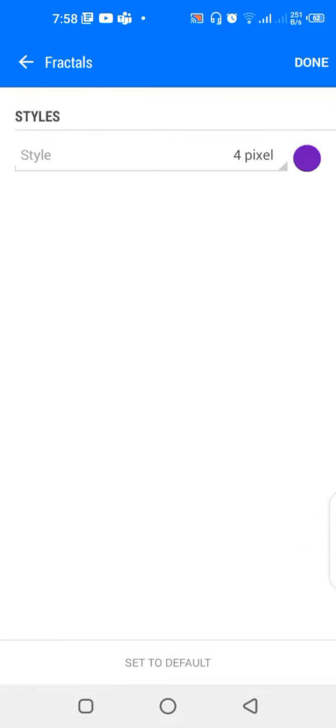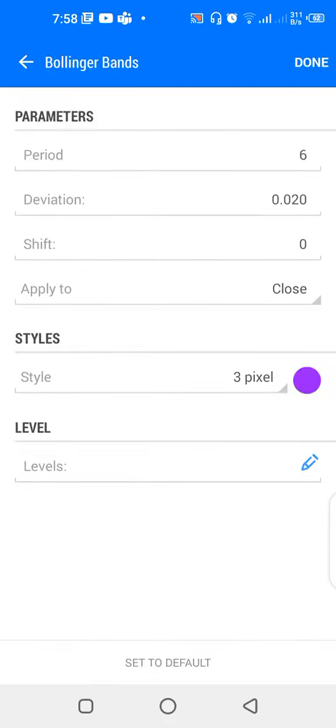Then we have fractals. Color is purple. We have Bollinger Bands. Period is 6. Deviation is 0.020. The shift is 0. Apply to close. Color is purple. After Bollinger Bands, we have moving average. Period is 7. Shift is 0. Method is simple. Apply to close. Color is red. Then we have another Bollinger Bands. Period is 340. Deviation is 2.0. Shift is 0. Apply to close. Color is black.